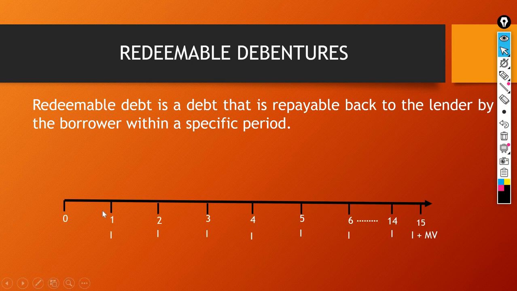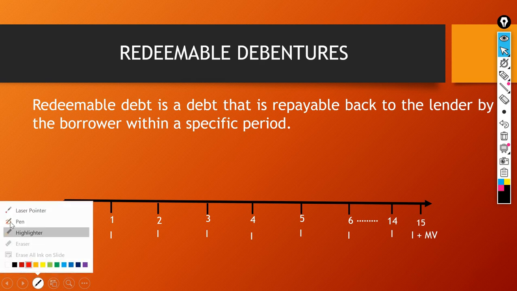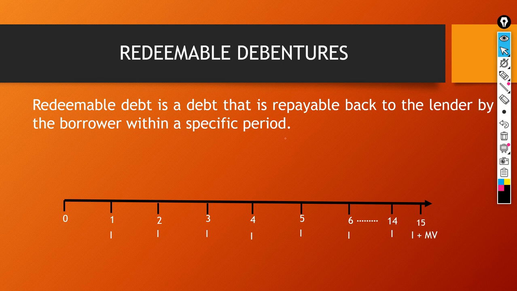Now if you see the same timeline again, in this you can see that we are paying the interest till a particular period of time. In this timeline, suppose I am giving the interest till 15 years. That means I have issued the debentures for 15 years. Maturity period is 15 years. So a specific time period is given over here. I am going to pay the amount till 15 years, and I am paying interest every year till 15, and at the end of 15 years I am giving the maturity value also.